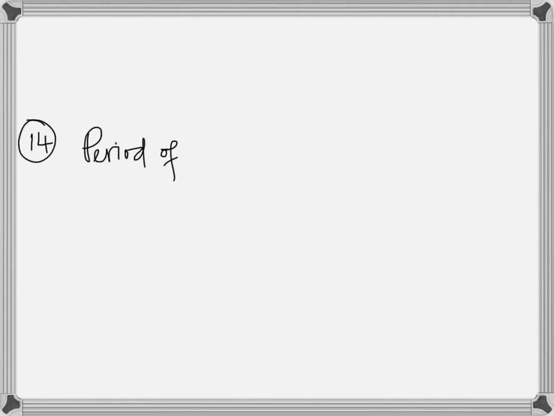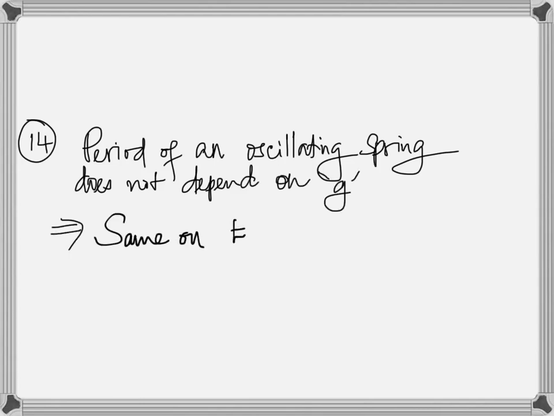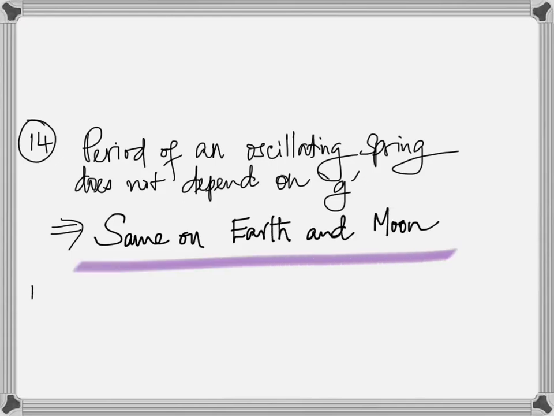In 14, it says, where is the period greatest? And that's about a mass oscillating at the end of a spring. And the period of an oscillating spring does not depend on the acceleration due to gravity. So it'll be the same on the Earth and the Moon. That's for a spring.